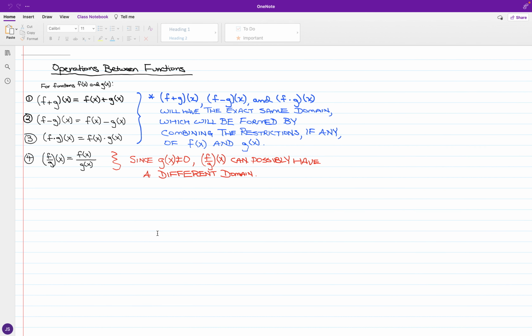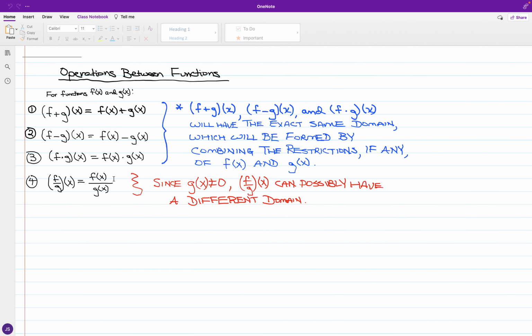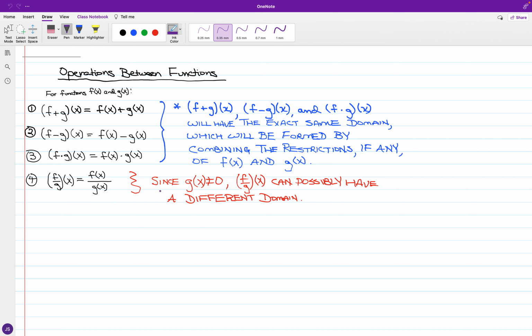And again, we have with our general functions, with the sum, difference, products, as well as the quotient functions. Again, in terms of the domain, the sum, difference and product functions are going to have the same domain, and they'll be formed by combining the restrictions where they exist between f of x and g of x. And again, the quotient function could be the function that can have a distinct domain because you already have a pre-existing situation where the denominator, in this case g of x, cannot be 0 in value.